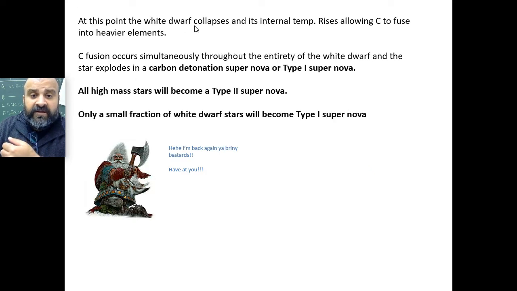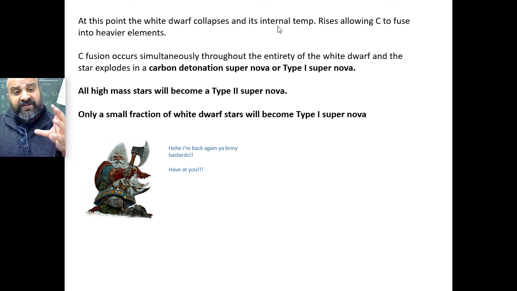Right? At this point, the white dwarf star is too massive for the electron degeneracy to keep it from collapsing. So at this point, the white dwarf star will collapse and its internal temperature will rise. So the white dwarf star, which normally wasn't collapsing, collapses because it's become too massive. It gets hotter and hotter, and it starts to fuse carbon into heavier elements. So that white dwarf star is actually kind of reignited now. It's become a fusing star again.